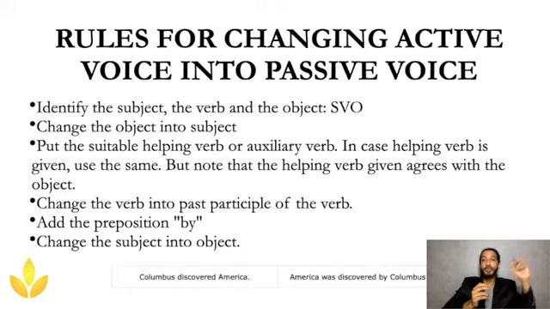So America was discovered. We're using the appropriate helping verb, that is was, to represent the tense of the verb, followed by the preposition by, because it's appropriate. So who discovered America here? America was discovered by the subject. Finally, change the subject into the object. Columbus, the subject, becomes the object here in passive voice. So America was discovered by Columbus.